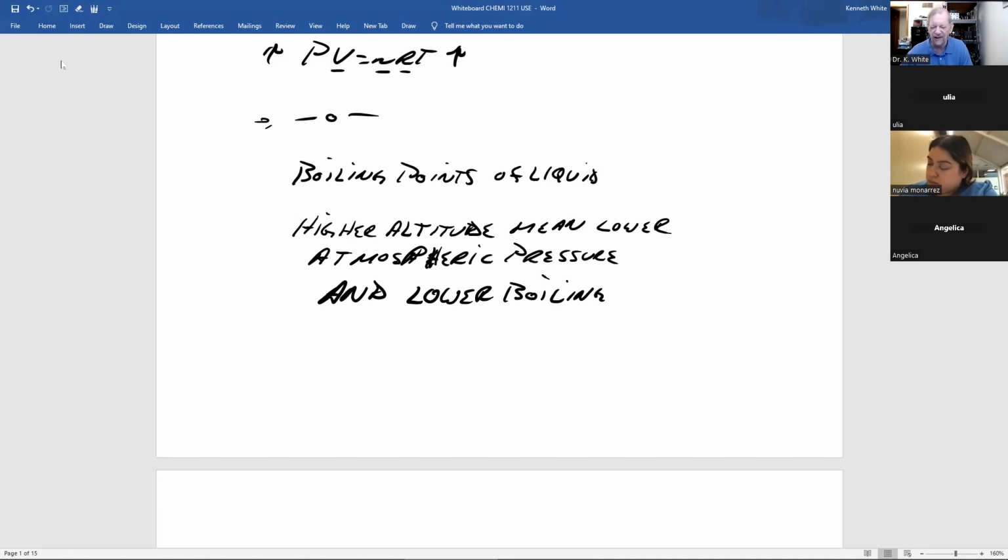So if you go up to the Himalayas, the boiling point of water will be a lot lower than it is here in Chicago, because you're at a higher altitude, lower atmospheric pressure. And this is something you should know. So higher altitude, less atmospheric pressure, lower boiling point.